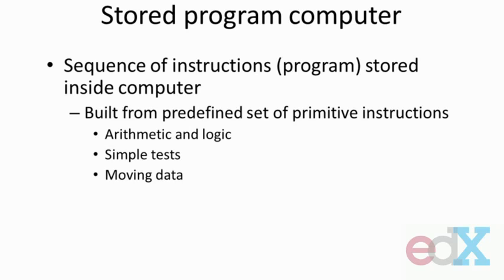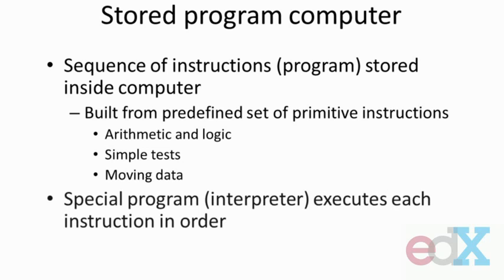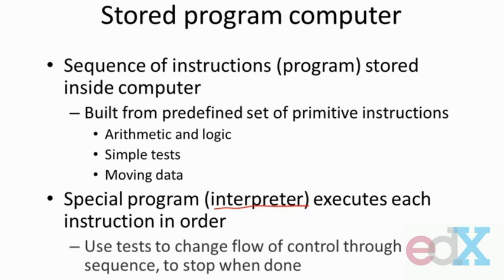We're going to see how to use those in a clever way, but that sequence of instructions is what we're going to read into the computer and store there. Once we've done that, then inside the computer there will be a special program called an interpreter. And that program basically walks through those sequence of instructions in order, executing each one in turn. It's going to use the tests to change the flow of control through the sequence and to decide when to stop once we're done. But it's going to simply execute a very simple set of instructions.